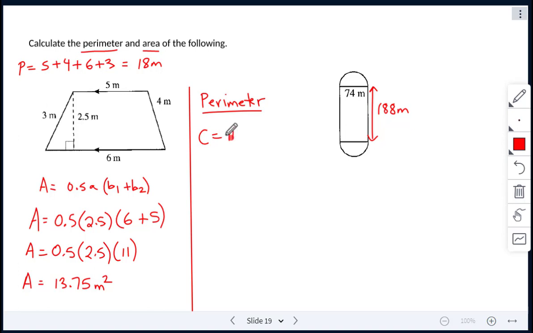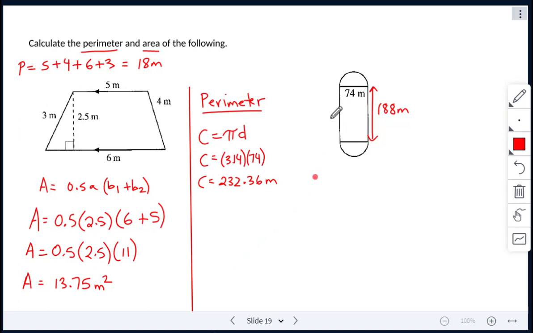So circumference is equal to pi d. So therefore, 3.14 times 74, which is the diameter of the circle. So that gives me 232.36 meters. All right, that's for the circle.